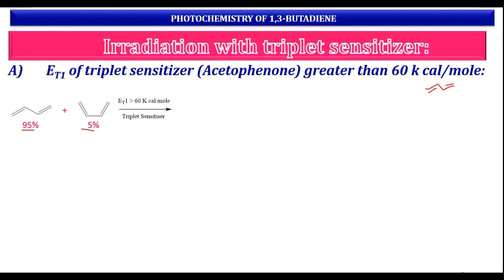So when you irradiate with a triplet sensitizer whose energy is greater than 60, the more populated conformation undergoes excitation into the triplet state. So which state? Triplet state.